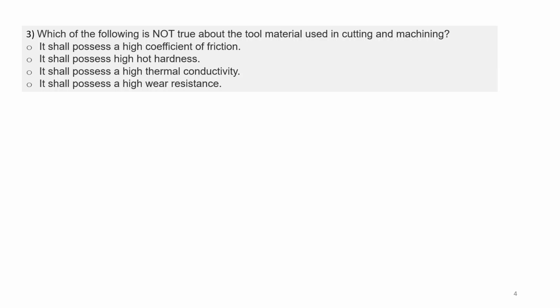Which of the following is not true about the tool material used in cutting and machining? Your options are: it shall possess a high coefficient of friction, it shall possess high hot hardness, it shall possess a high thermal conductivity, and it shall possess a high wear resistance. So the answer will be it shall possess a high coefficient of friction.